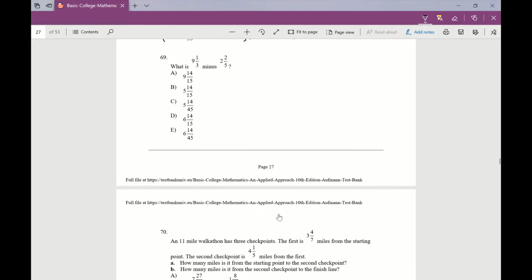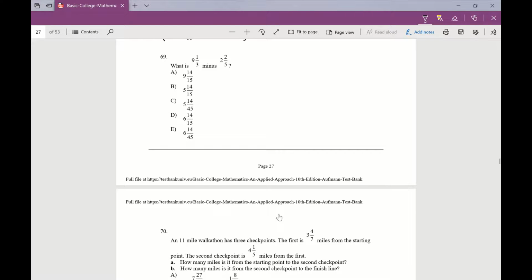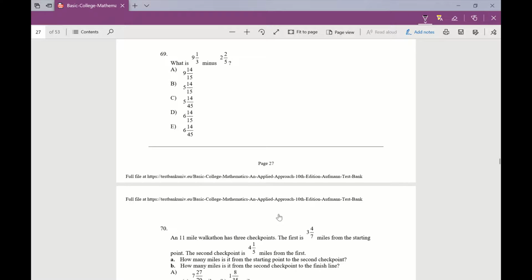Number 69. What is 9 and 1/3 minus 2 and 2/5? Okay, so what's the LCM? LCM in this case will be 15. So to modify it, I will have 9 and 1 times 5 over 3 times 5 minus 2 and 2 times 3 over 5 times 3. So 1 times 5 is 5, and 2 times 3 is 6 over 15.